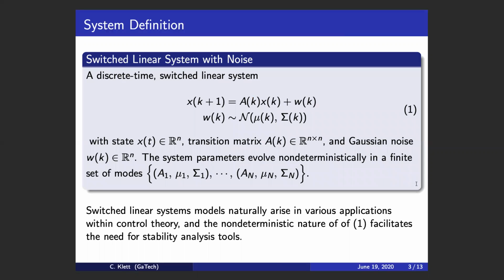Let's jump in and look at the system that we will be studying. It's a discrete time switched linear system with noise. There's an additive Gaussian noise term. The system parameters evolve non-deterministically from this finite set of modes. We can also select any set of parameters that belongs to the convex hull of this set right here, and the results will hold. This is an important system to study because of the time varying nature of it, because of the additive noise. Those types of systems show up in many applications within control theory, and it beckons the need for stability analysis tools.